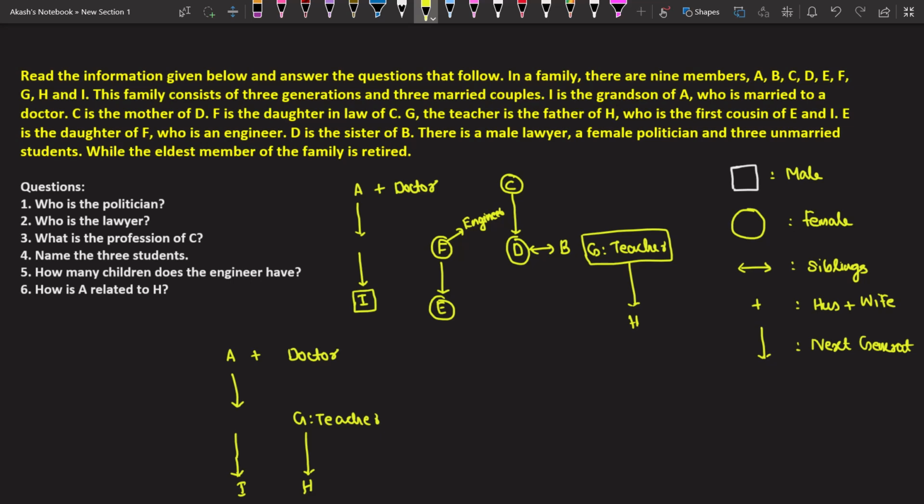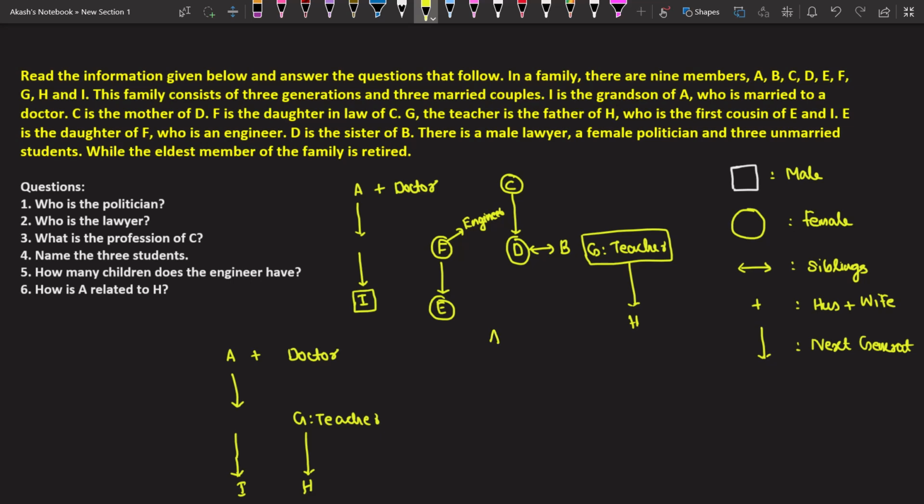F is going to be the daughter-in-law. So F should be married to either D or B, because D and B are the children of C. Since F has to become the daughter-in-law of C, F has to marry either D or B. But since D is a female, F cannot get married to D. So the only possibility is that F will be married to B.